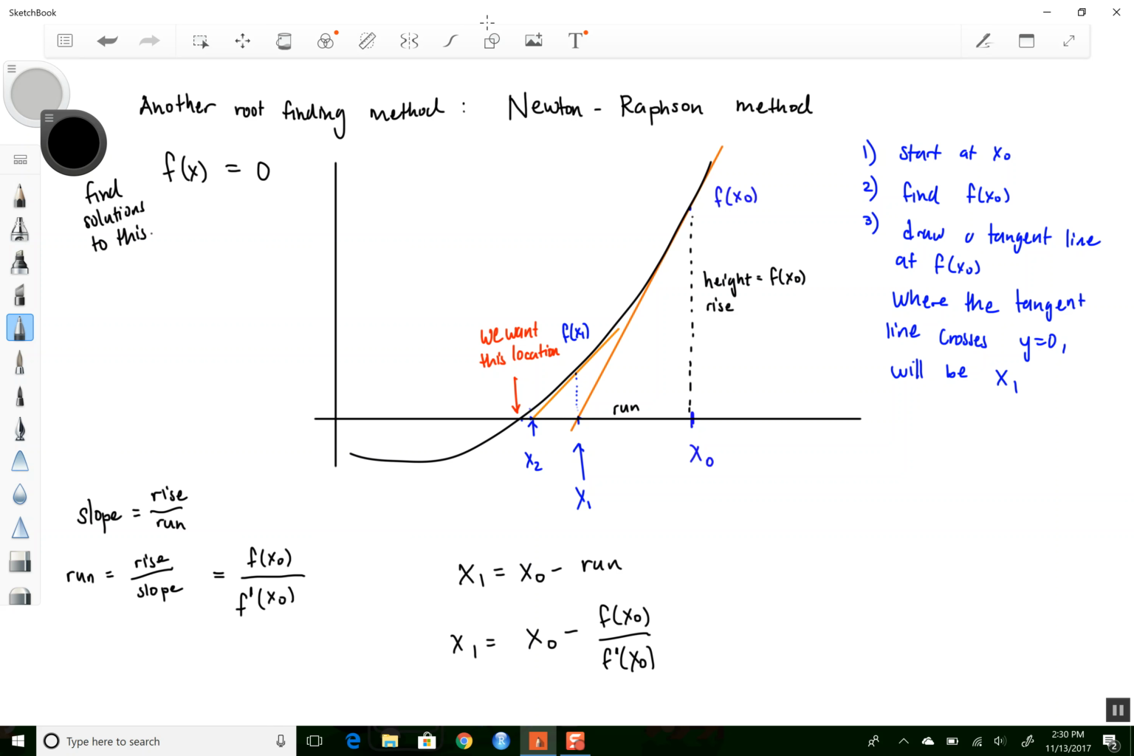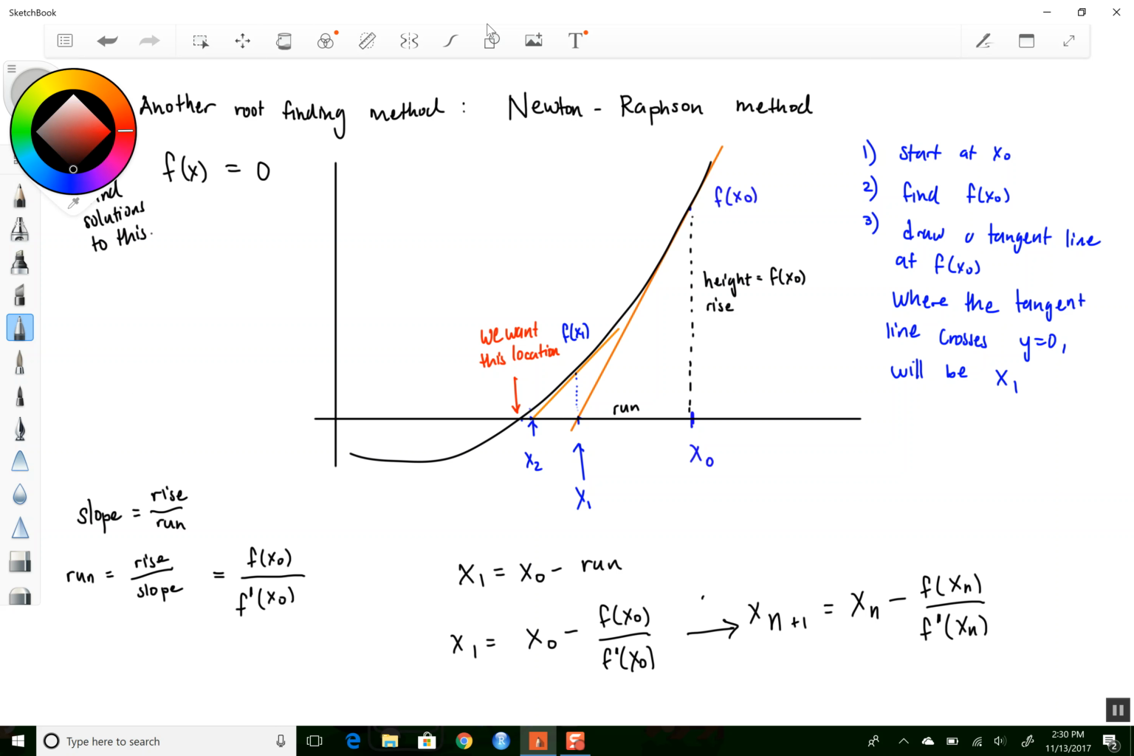Okay, and then we just generalize this because we're going to repeat this at all times. So we just say x at time n plus 1 is equal to x at time n minus f of x at time n divided by f prime at xn. And that is the Newton-Raphson method. That's the entire thing. Ta-da!